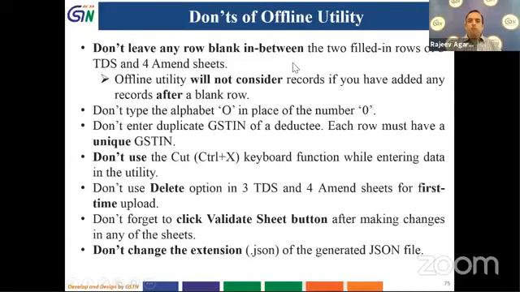So these are some of the don'ts of the JSON file. Don't leave any row blank in between while filling table 3 and table 4. Supposing I have filled in one particular row, and after that I have left one row blank and filled in the details after that, then whatever entries are after the blank row will not be considered. So we have to ensure that all rows are filled in and no rows are left blank. Further, we should be careful whether we are entering 0 or O. Then no duplicate GSTIN entry is allowed.